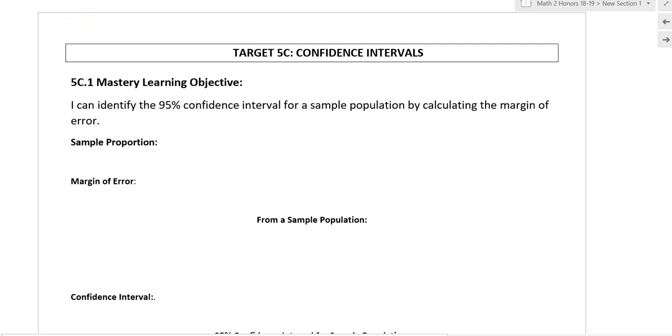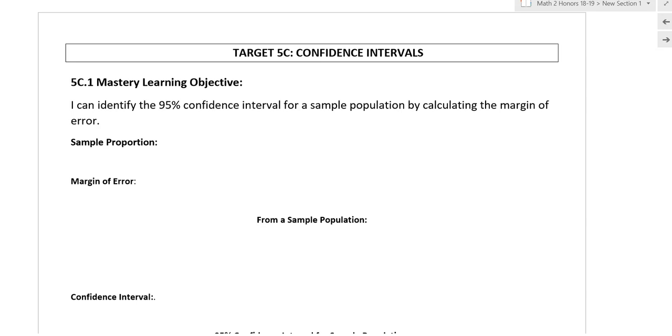5C confidence intervals, our maximum 5C.1 is I can identify the 95% confidence interval for a sample proportion by calculating the margin of error. Okay? So you know what most of those words mean.